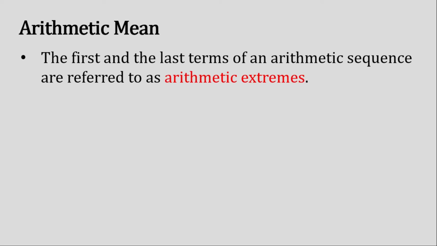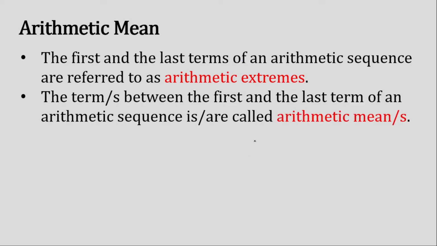The first and the last terms of an arithmetic sequence are referred to as arithmetic extremes. So those are the extremes, the first and the last term. The terms between the first and the last term of an arithmetic sequence are called arithmetic means, or mean.